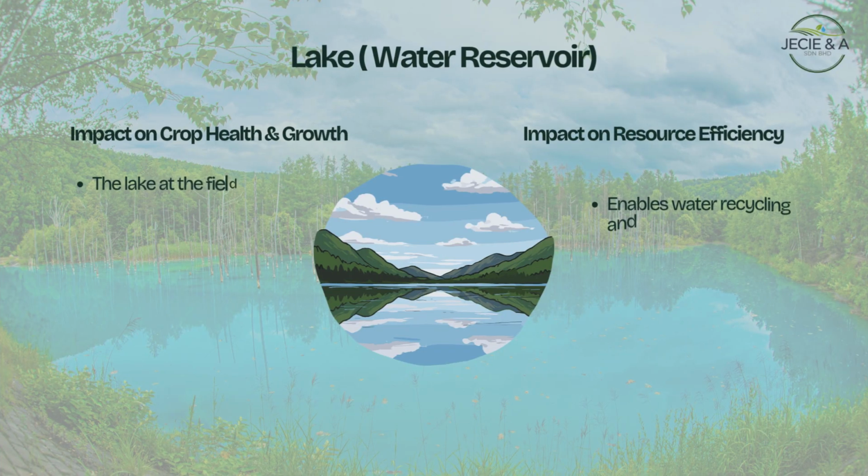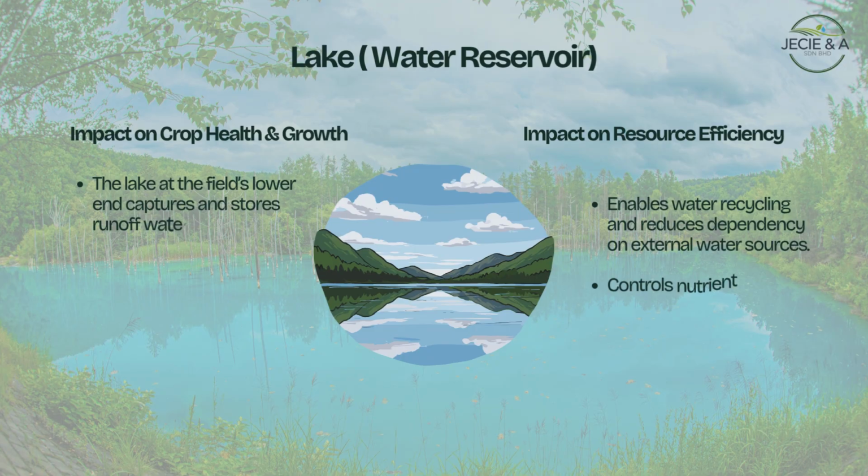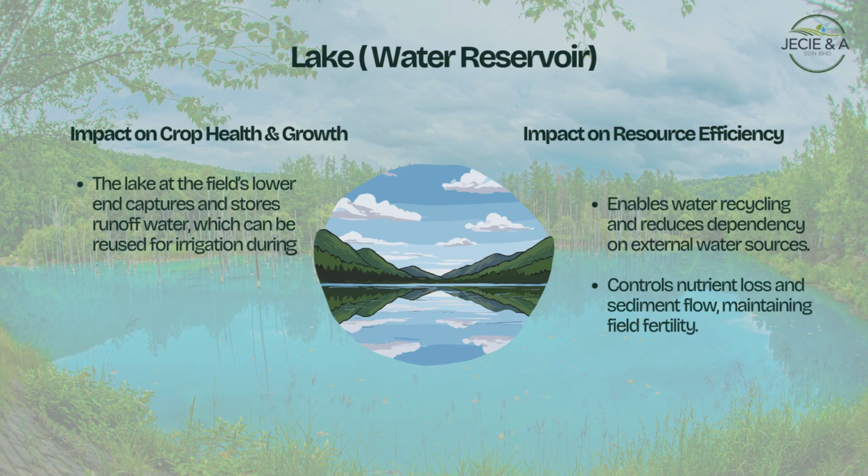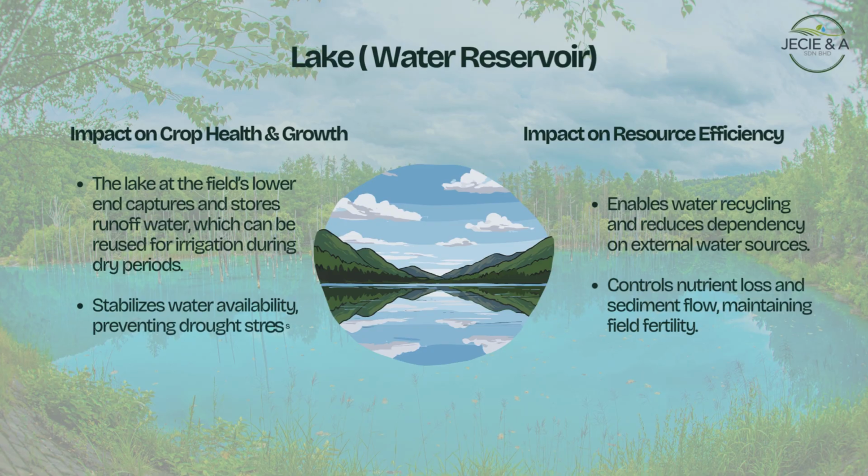Lastly, in our farm, we also integrate a lake as a water reservoir. The impact on crop health and growth is that the lake at the field's lower end captures and stores runoff water, which can be reused for irrigation during dry periods. So the runoff will not go directly into the river. It also stabilizes water availability, preventing drought stress and promoting consistent crop growth.